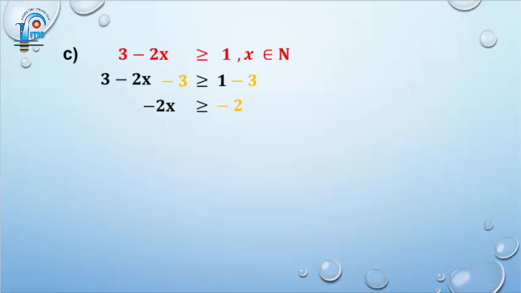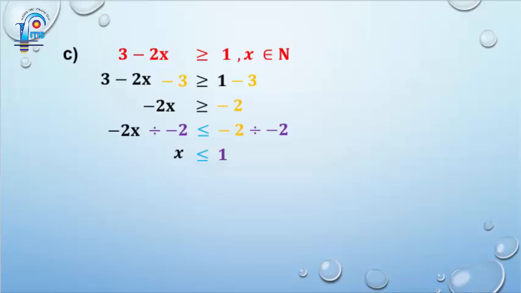Now I want to divide by the coefficient of x. Here the coefficient of x is a negative number. Pay attention. When I divide by a negative number, you must change the sign of the inequality. Then negative 2x divided by negative 2. More than or equal? No. Less than or equal. Negative 2 divided by negative 2. Then x less than or equals 1.